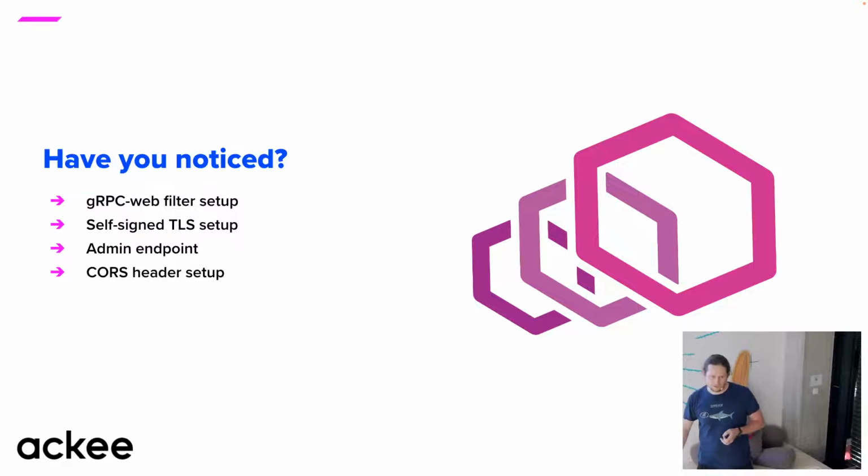I think the configuration is like 200 lines. There's self-signed TLS setup. That's because HTTP2 won't work without TLS setup. There's an admin endpoint, which is kind of convenient for Envoy because you can at least see what's happening in case something's broken. And there's CORS header setup, which is something new for us.